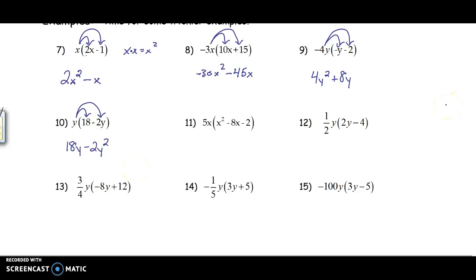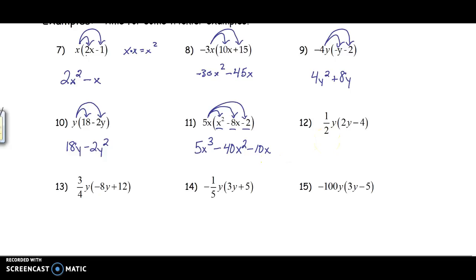All right, number 11. Okay, how many terms do we have on the inside? You have 1, 2, 3 terms on the inside. So you are distributing 1, 2, 3 different times. So 5x times x squared is going to be 5x to the third. 5x times negative 8x is going to be negative 40x squared. Then you have 5x times negative 2, so negative 10x.